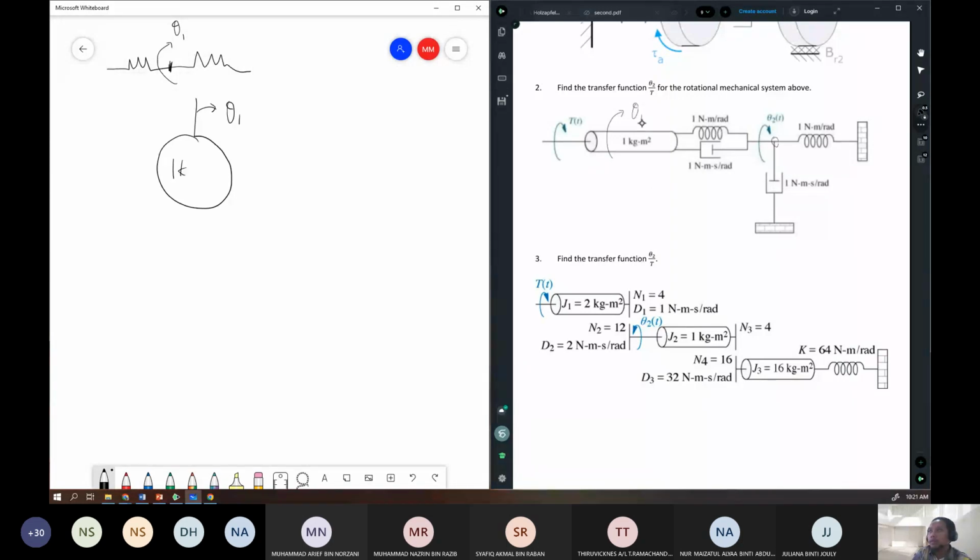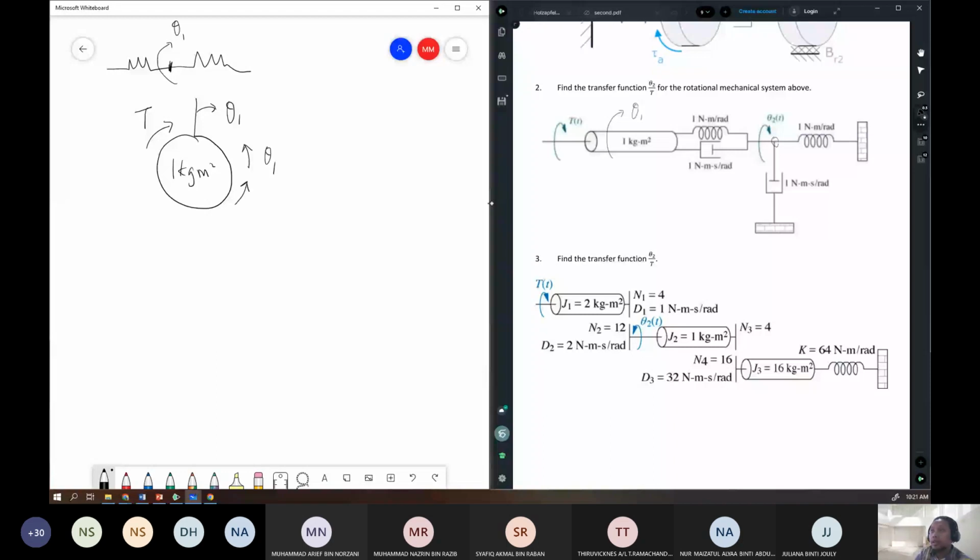Okay, so we have torque T in clockwise direction. And then on theta 1, there is a spring and a damper. Spring 1 Newton meter per radian and a damper 1 Newton meter second per radian. So we have two torques. From the spring, 1 times theta 1. And then from the damper, 1 times theta 1 dot.